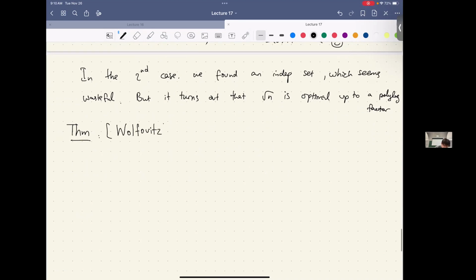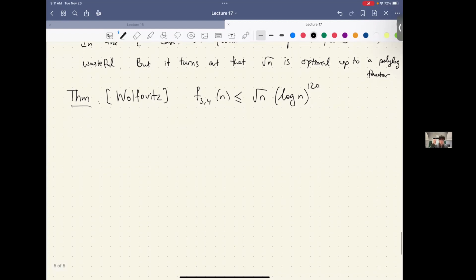The theorem proves that f_{3,4}(n) is at most square root n times some polylog factor. The polylog factor is not important, so let me just put some constant on the power. Let's first say the idea.